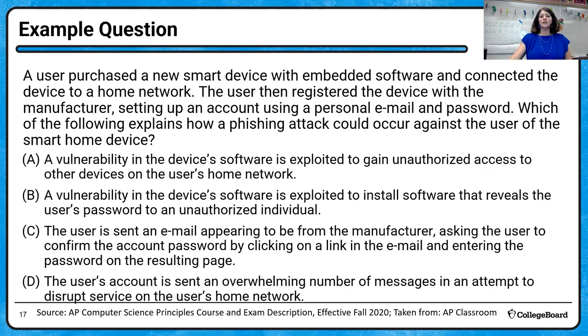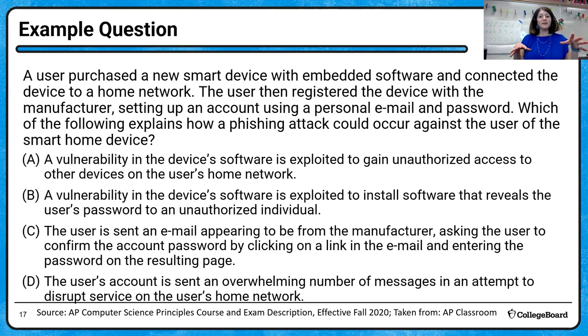First up, a user purchased a new smart device with embedded software and connected the device to a home network. The user then registered the device with the manufacturer, setting up an account using a personal email and password. Which of the following explains how a phishing attack could occur against the user of the smart home device?